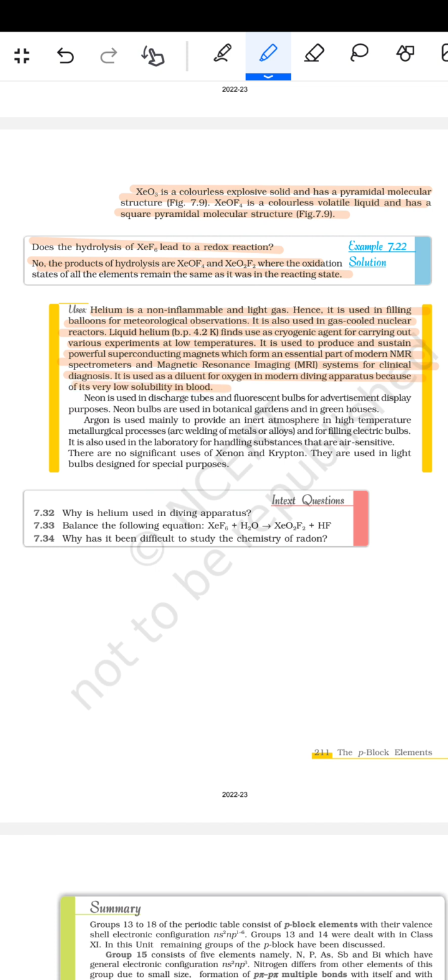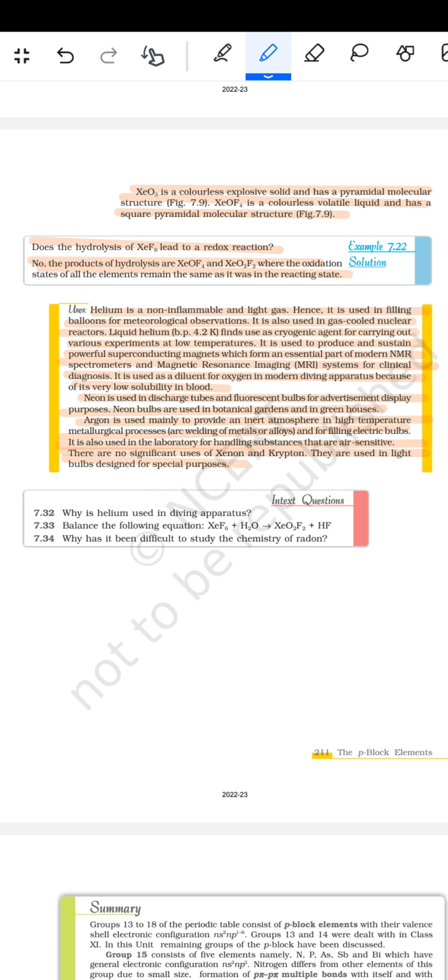Neon is used in discharge tubes and fluorescent bulbs for advertisement display purposes. Neon bulbs are used in botanical gardens and in greenhouses. Argon is used mainly to provide an inert atmosphere in high temperature metallurgical processes, arc welding of metals and alloys, and for filling electric bulbs. It is also used in the laboratory for handling substances that are air sensitive. There is no significant use of xenon and krypton. They are used in light bulbs designed for special purposes.